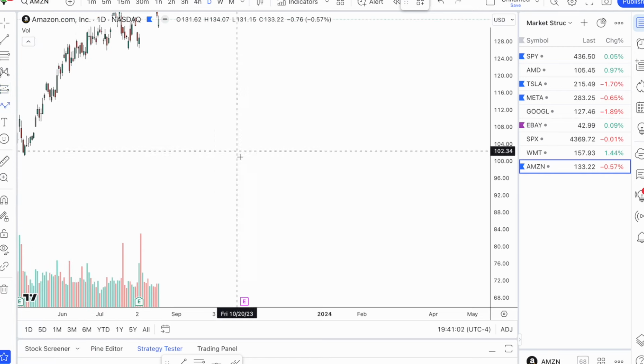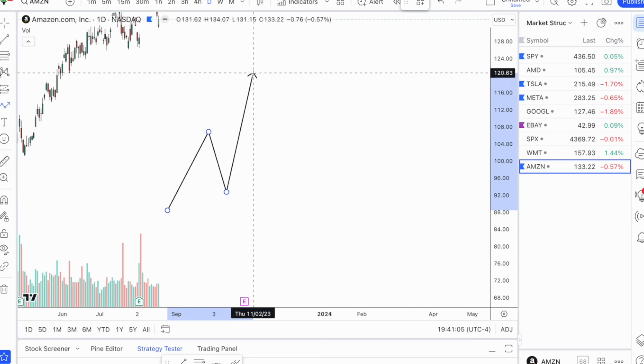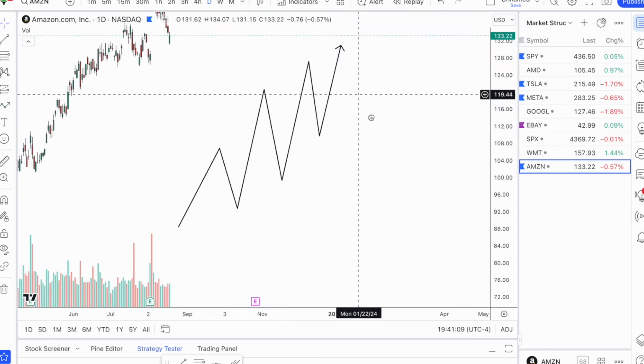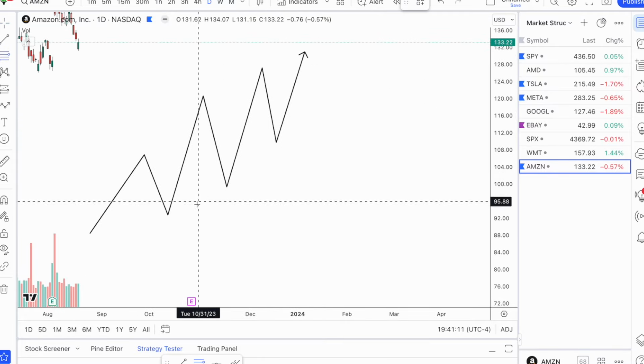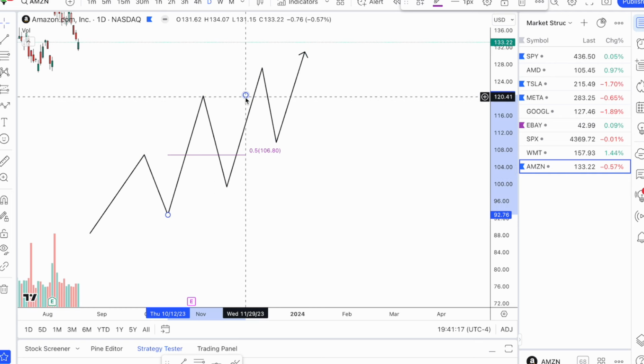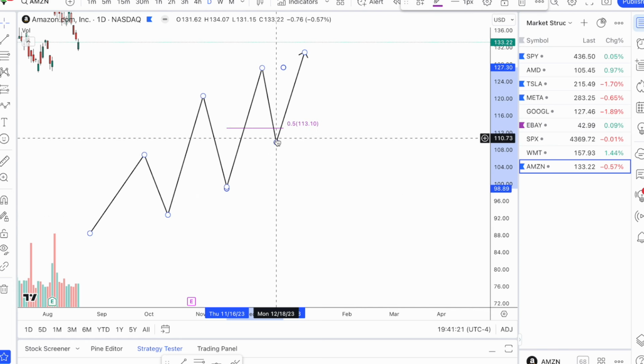So let me grab this here. We have a deep pullback, that's a strong low. Another deep pullback, strong low. Another deep pullback, strong low. These are all strong because price went lower, at least right to the 50% mark. Below it, below it, below it. And then you move it, this one goes up here, this one goes in here, below 50%.